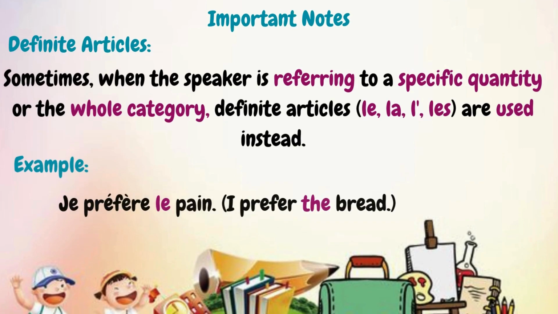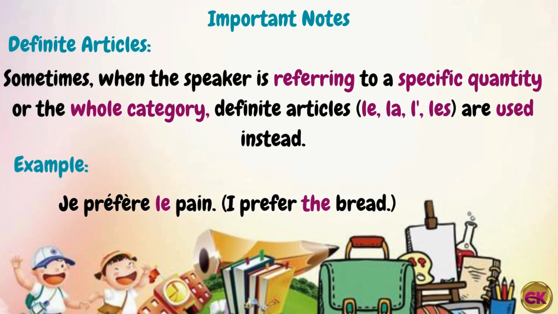Definite articles. Sometimes, when the speaker is referring to a specific quantity or the whole category, definite articles le, la, les are used instead. For example, Je préfère le pain.